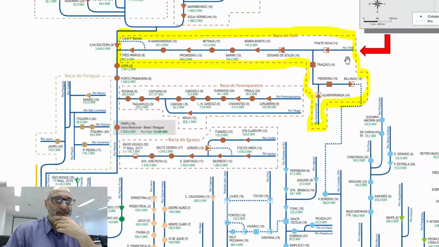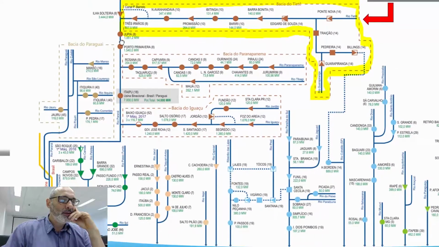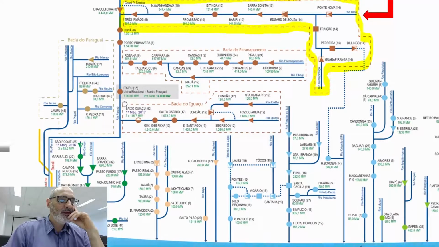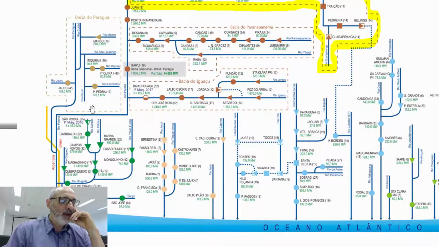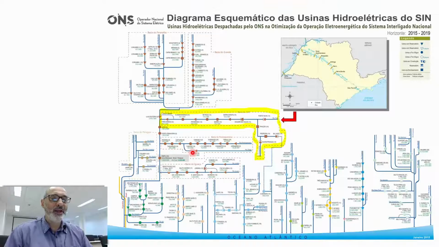I was trying to give you an idea, but let's follow the water. That's the Tietê River, okay. It mixes with waters from Rio Paranapanema, okay, from Iguaçu, okay. Then it goes all the way down to Argentina and then ends up in the Atlantic Ocean, okay. So that's the whole system, the Brazilian system actually.